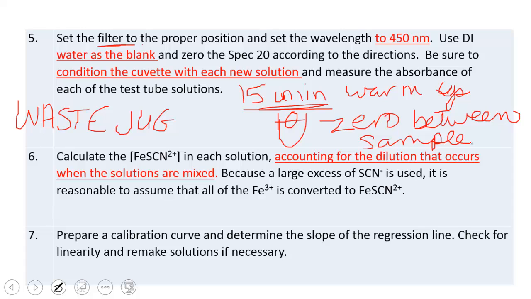Then, if you have a graphing calculator or maybe you've brought a laptop to lab, you can just quickly determine if your calibration curve is linear. If it looks like one of your solutions is a little off, you may want to take time to remake that solution and again check the linearity of your regression line.